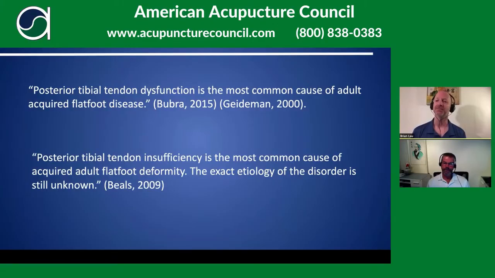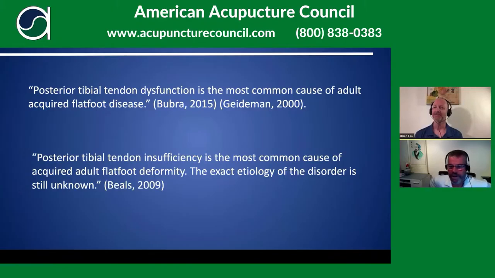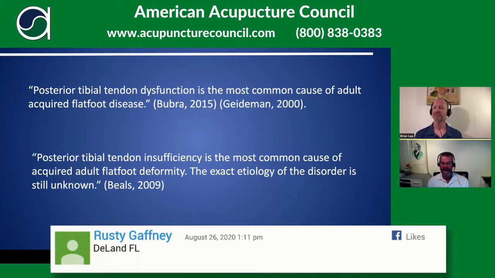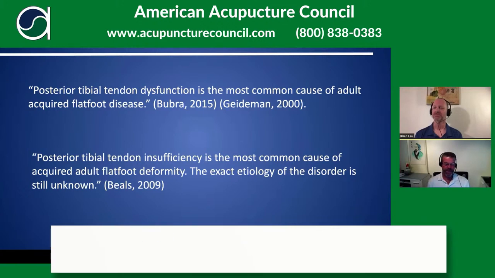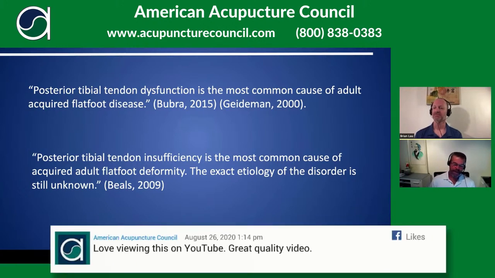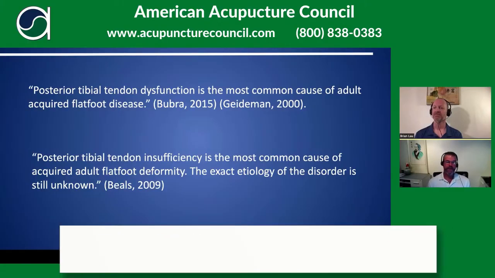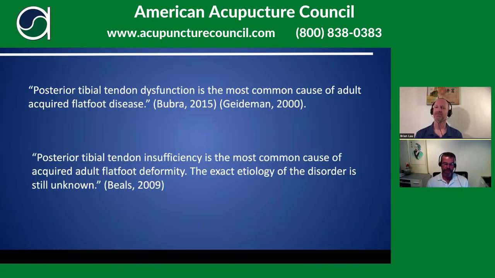Just some information from research. Actually, Matt, why don't you take this one? Yeah, so posterior tibial tendon dysfunction is the most common cause of adult acquired flat foot. So basically, we're just backing this up with acquired flat foot deformity. Beals states that posterior tibial tendon insufficiency, remember that's what attaches to the navicular bone that drops, is the most common cause of acquired adult flat foot deformity. The exact etiology of this disorder is still unknown, but for a TCM practitioner, I think it really gives a lot of credit to looking at kidney qi and spleen qi when you're treating somebody with pes planus, because they're coming in with an injury.